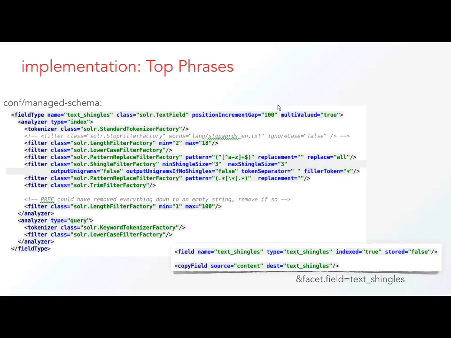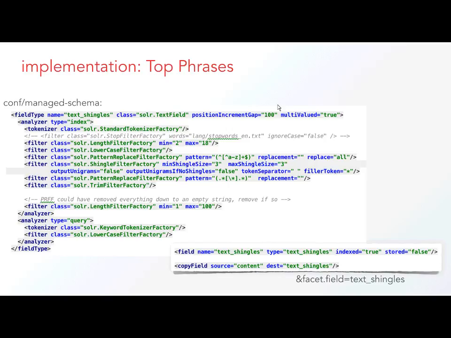So we have a field type. We have a field text shingles. You see that in the lower right section there. And then we have a copy field where we copy the content into the text shingles field. The text shingles field is not stored, but is indexed. So all of the shingles, all of the phrases that come out of that index time configuration for the text shingles field type are the indexed terms on the document.